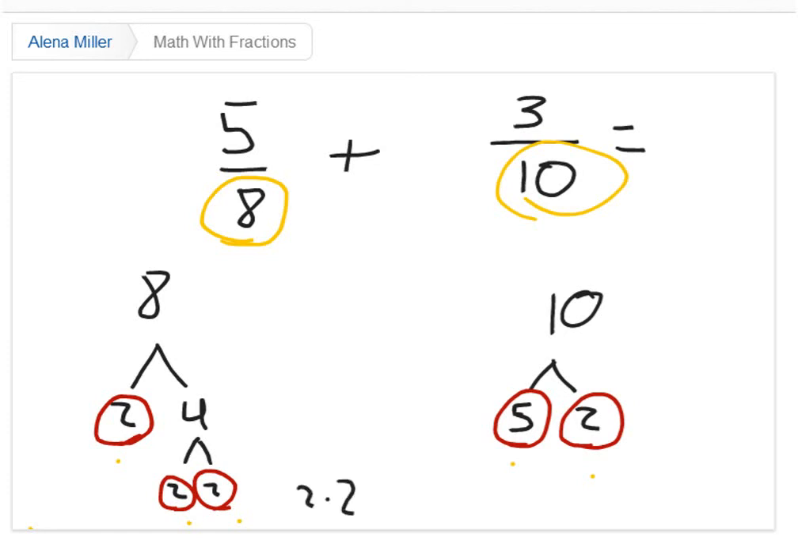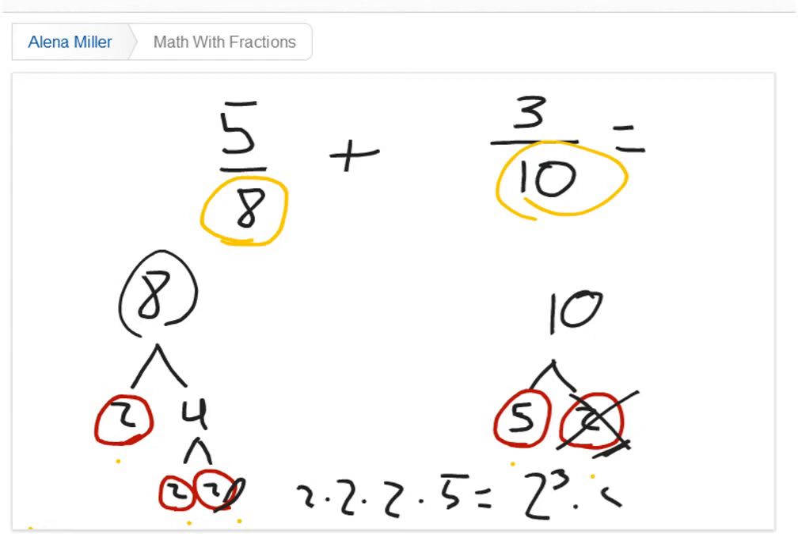2 times 2 times 2 from 8. But then there's a 2 in 10. So you exit out and you don't use it because it's making up for one of these 2's. But you do use the 5. So you do times 5 equals. You could also write it 2 to the 3rd times 5 equals 40.